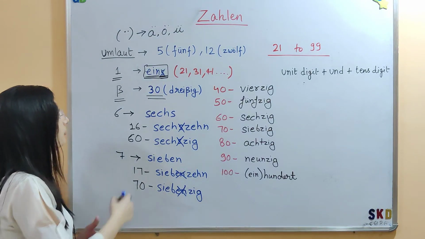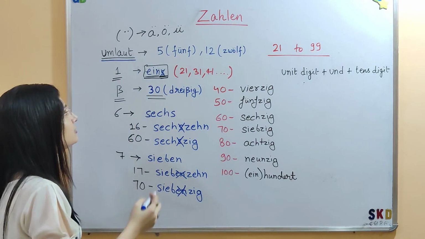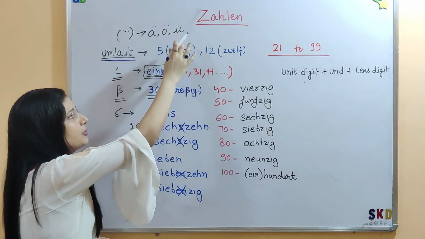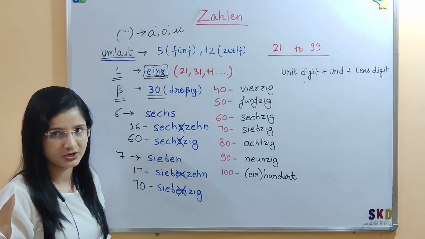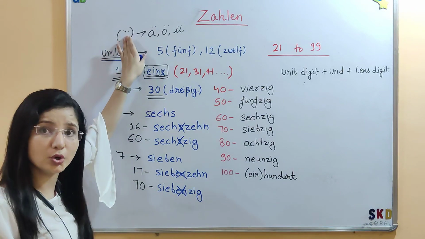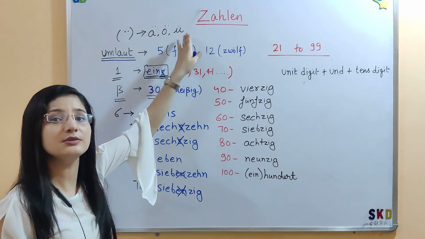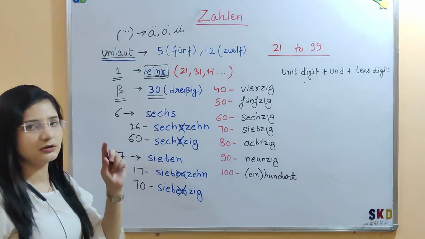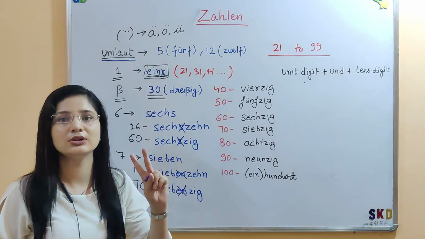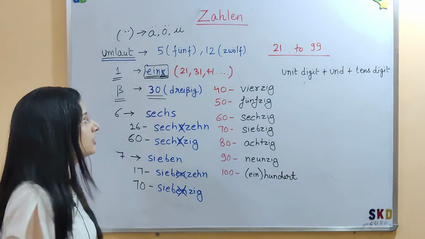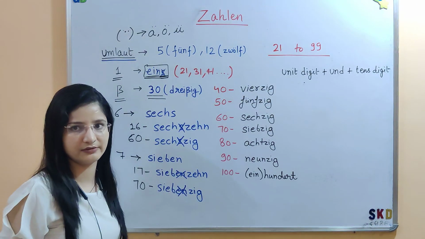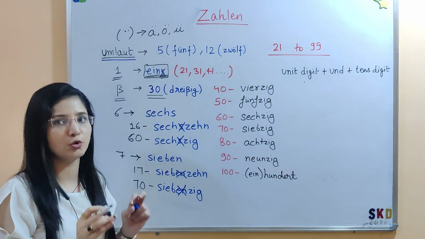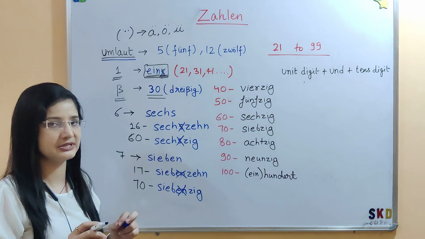So first of all, umlaut. Umlaut is basically two dots over these three vowels in the German alphabet. Umlaut is there only in two German numbers, on 5 and on 12. Only in these two numbers is umlaut there.